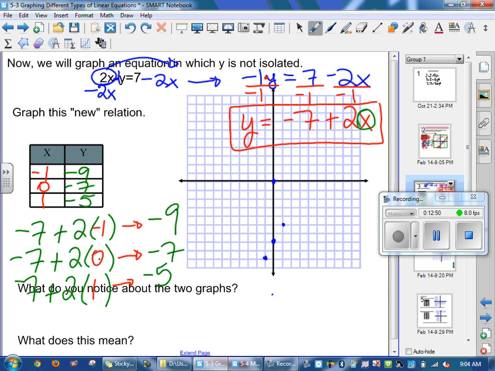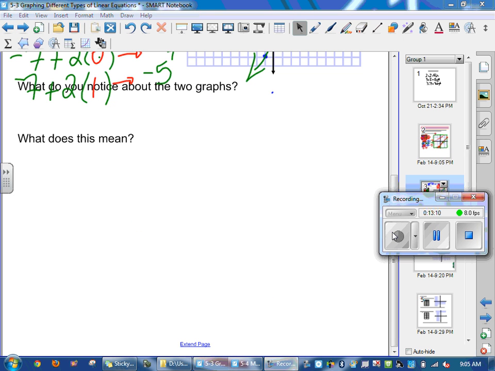So again, am I going to join the points? Yep, because it didn't give me a problem-solving situation to tell me not to. So, you always join points and put an arrow in both directions. And hopefully you draw straighter than I do. So the question is, what do we notice about the two graphs? What did you notice about the graph on the previous page and the graph of this one? What do you notice about them? They're the same, they're identical. Okay, they are the same in every way.